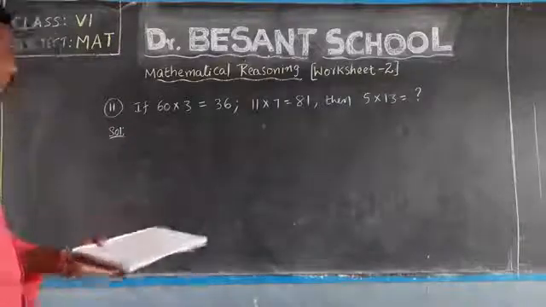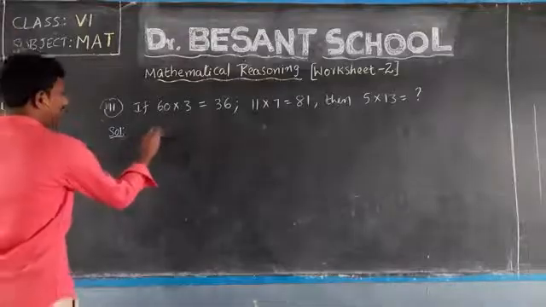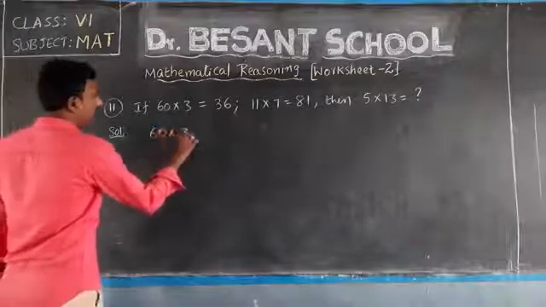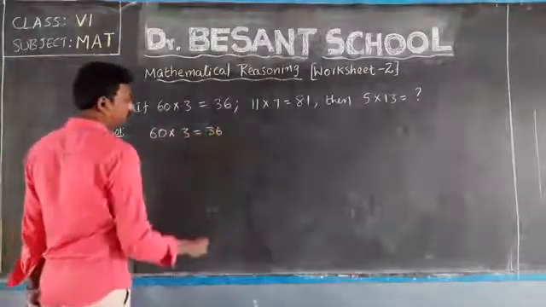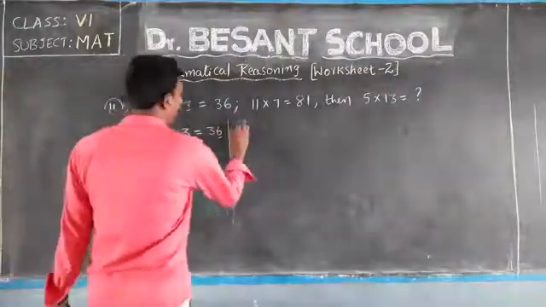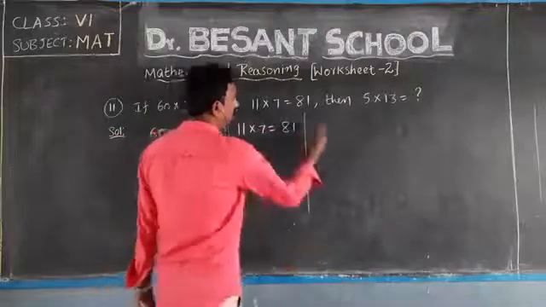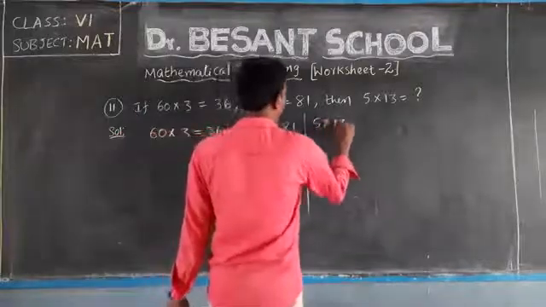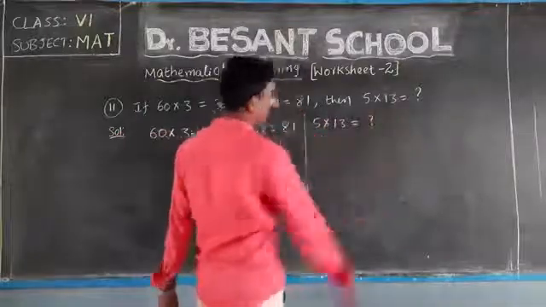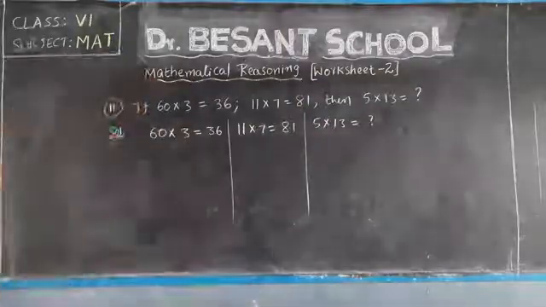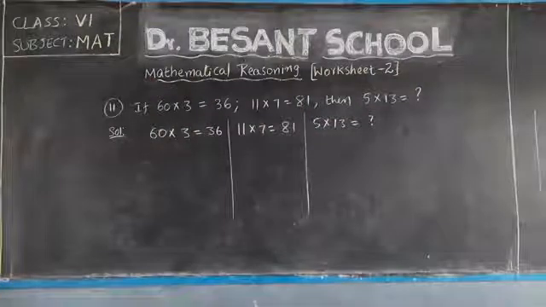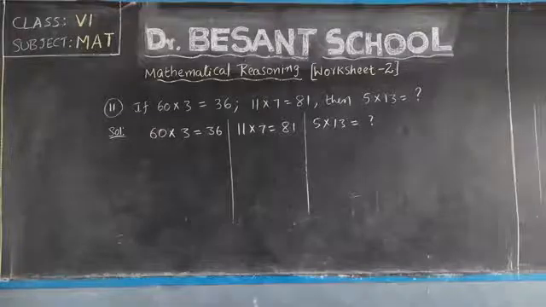Okay, so what is given here? 60 into 3 is equal to 36. 11 into 7 is equal to 81. Then 5 into 13 is equal to how much? 60 into 3 is given as 36 and 11 into 7 is given as 81 and 5 into 13 is given as question mark. You have to find it out. What is the value of 5 into 13?